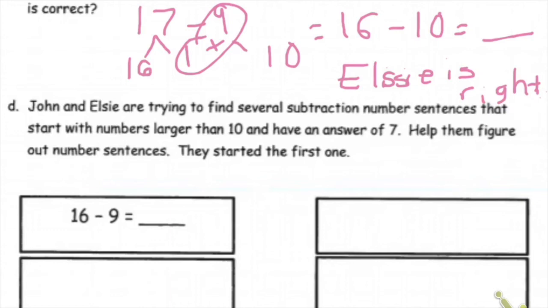So remember, they're trying to find subtraction number sentences that start with numbers larger than 10 and have an answer of 7. So I want you to think about what you could write for those next 3. We know that 16 minus 9, if we do our decomposing strategy or use our number path, or if we use our number bond strategy, is going to equal 7. So go ahead and pause the video and try the other 3.